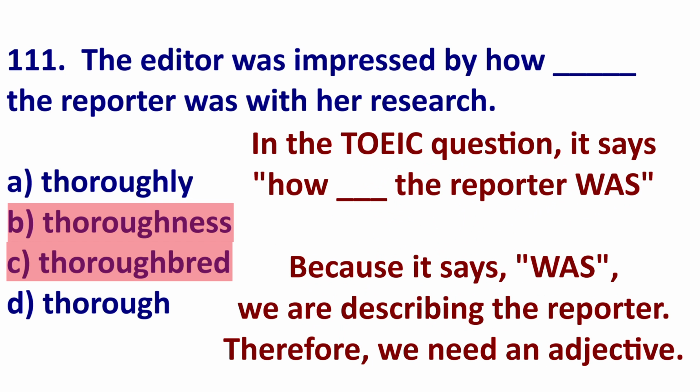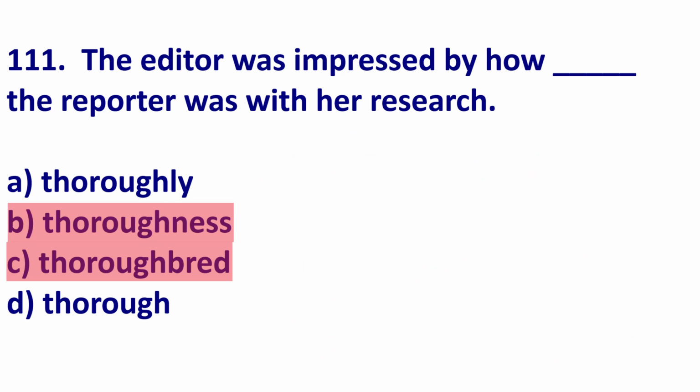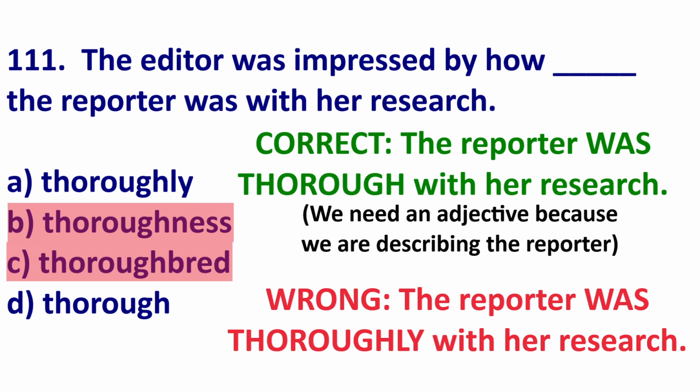So we see this TOEIC question. We know that we have A or D. Well, when we look at the TOEIC question, it says "how blank the reporter was with her research." Which is correct? The reporter was thorough or thoroughly? Well, the answer is D, thorough, because we are describing the reporter.